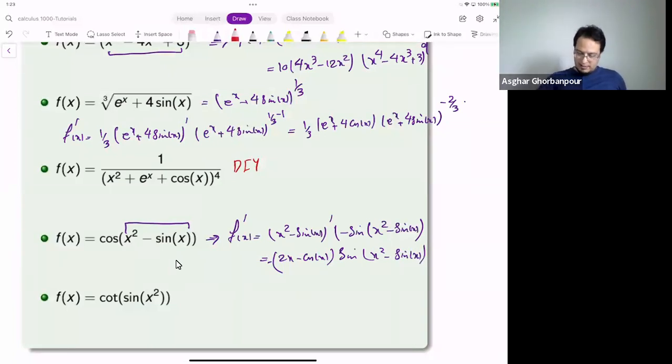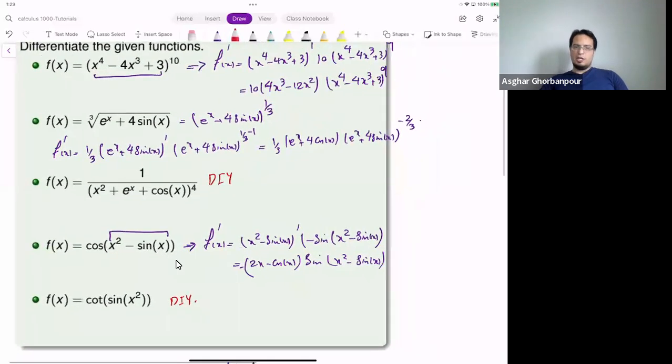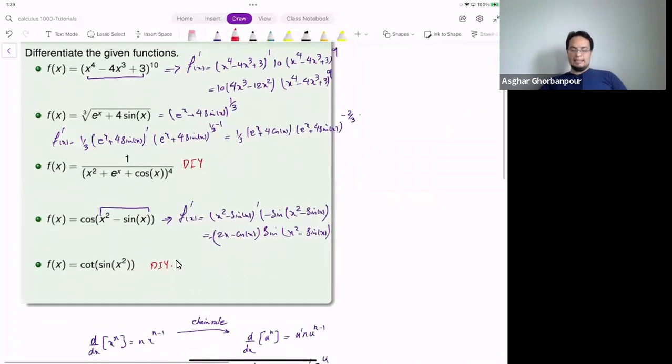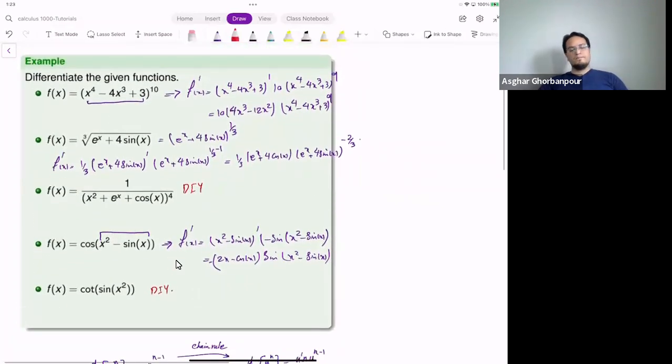And I will leave the very last one for yourself to complete. That's just the chain rule. You need to apply the chain rule twice and get that example done. That's it. That's what I had for today. Let me just pause the recording.